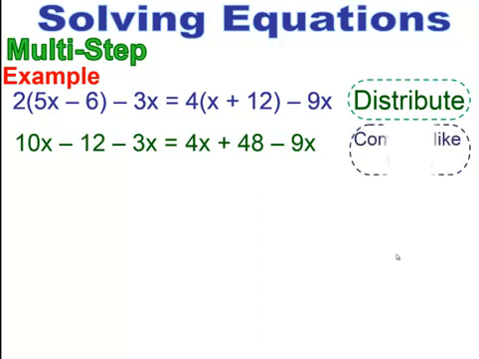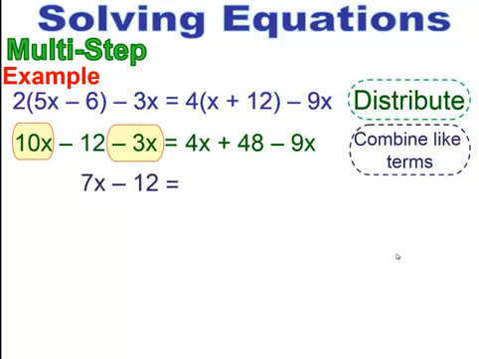Now I need to do the combined like terms. Remember, combined like terms are on the same side of the equal sign. So on the left-hand side, I'm combining the 10x and the minus 3x, and I'm going to be left with 7x minus 12. On the right-hand side, I have 4x minus 9x. 4x minus 9x is going to give me a minus 5x plus 48. And now I want to get the variables to one side of the equal sign.